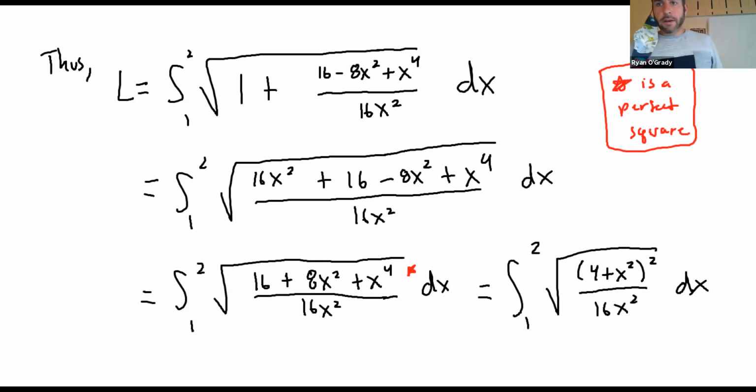And by the way, you can verify this for yourself. Don't just trust me. If I say 4 plus x squared, quantity squared, and I multiply this out, I get 16 plus 4x squared plus 4x squared plus x to the 4th, which is exactly what I have here.